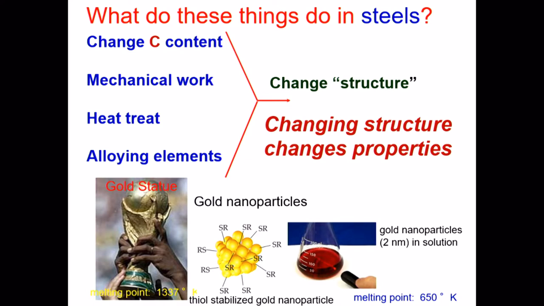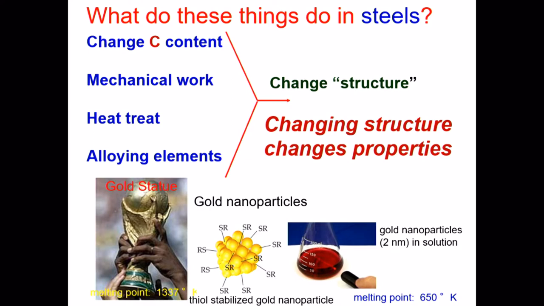Why do you have to change carbon content, right? When you change carbon content and do mechanical work, heat treatment, and alloying, you'll have different varieties of properties in steel. Similarly, whenever you have a change in structure, I showed about diamond, graphite, as well as buckminsterfullerene, right? Whenever you have a change in structure, it always leads to a change in properties.